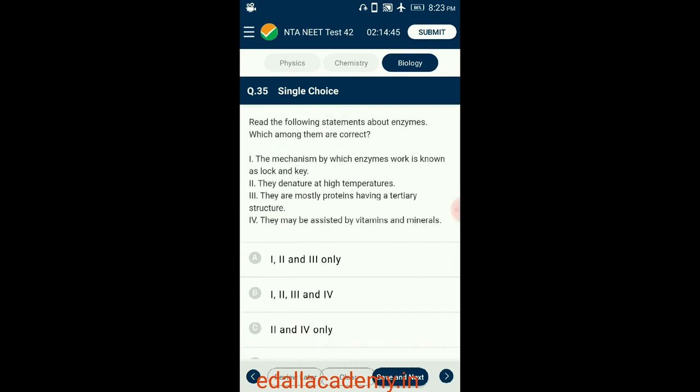Question number 35. Read the following statements about enzymes. Which among them are correct? Here there are four statements given. Enzymes are the group of biomolecules which act as biocatalysts, speeding up the reactions. These are made up of proteins.